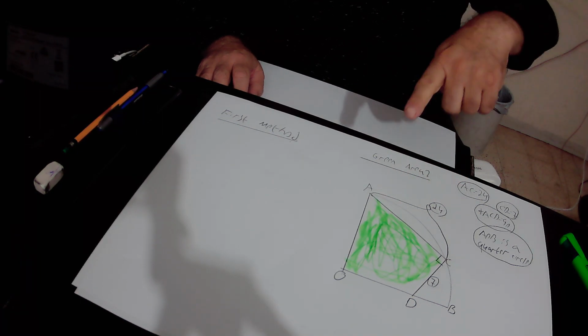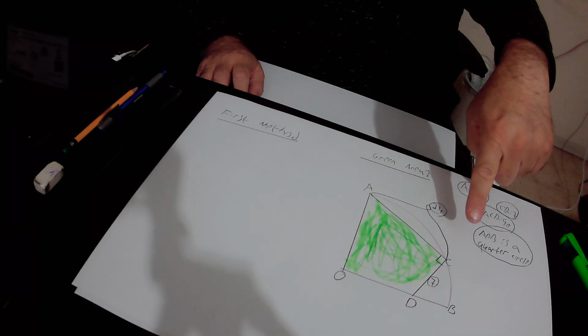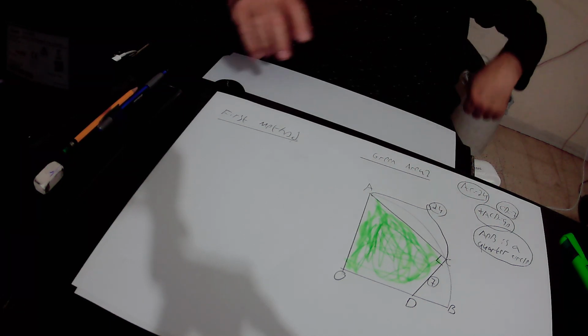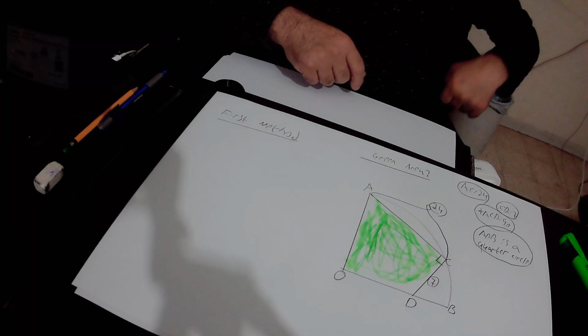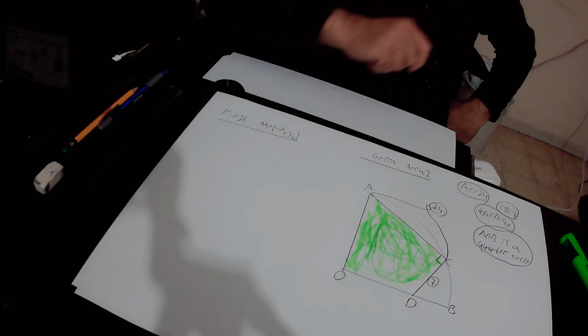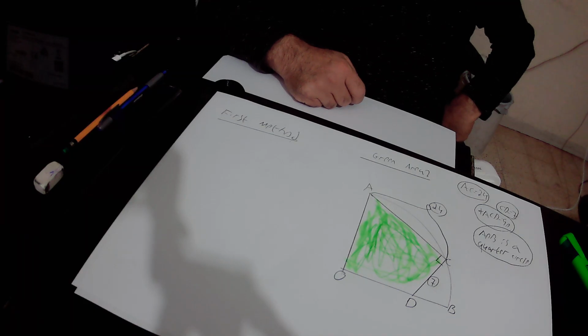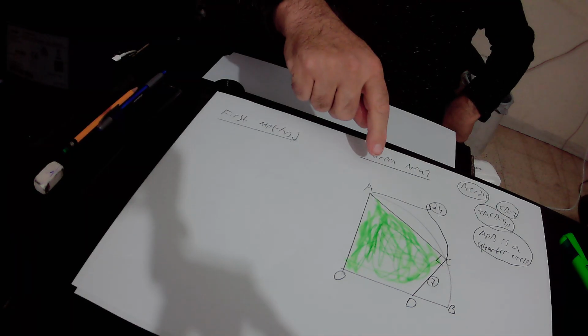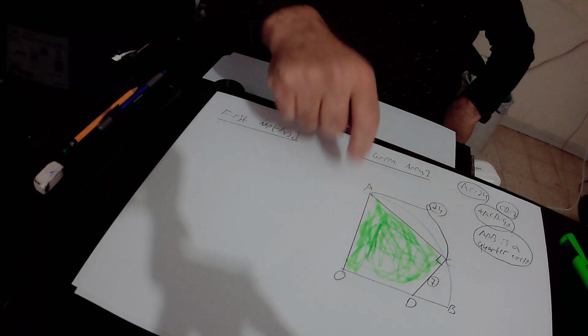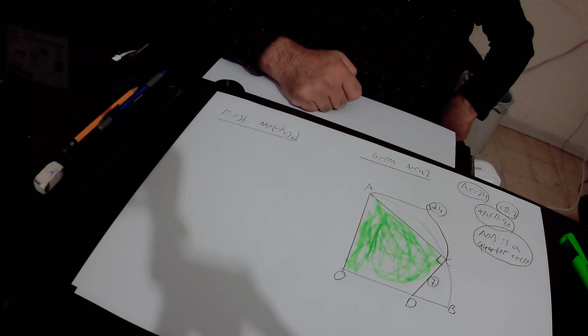In addition, we know that side AC of the quadrilateral is equal to 24 units, side CD equals 7 units, and this angle ACD equals 90 degrees. And we have to find out the area of quadrilateral ACDO. We start with the first method.